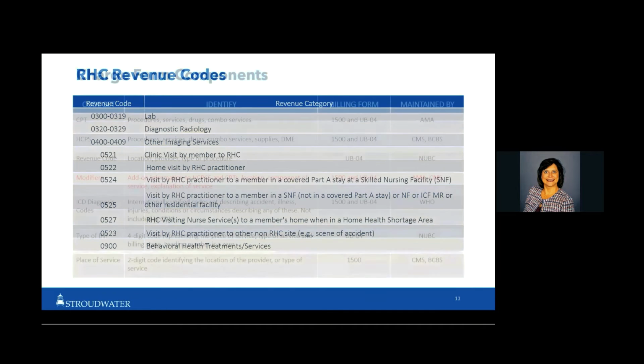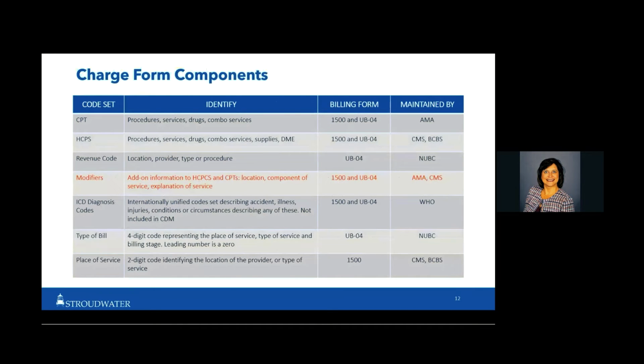Now, modifiers. Modifiers are next. It's add-on information that you put with the CPT or HCPCS code that explains some things like location, the component of service, just explaining the service a little bit more. You do use modifiers on both the 1500 form and a UB, and modifiers are maintained by AMA and CMS.